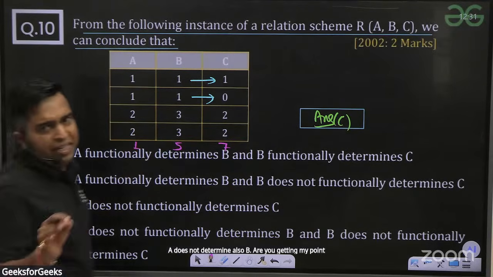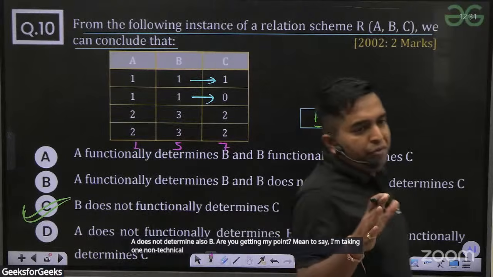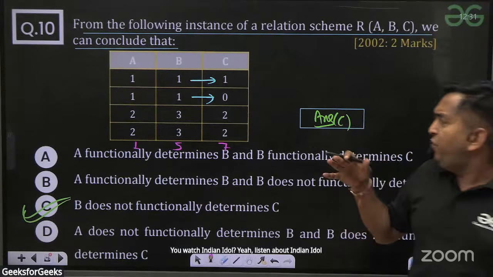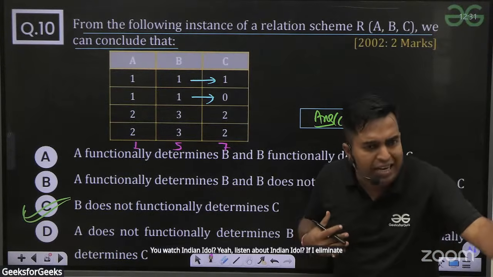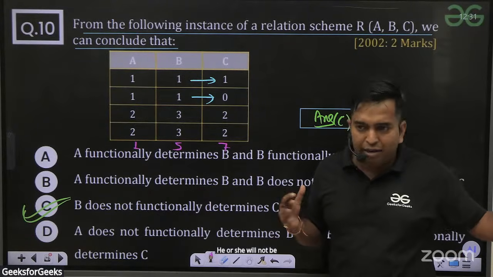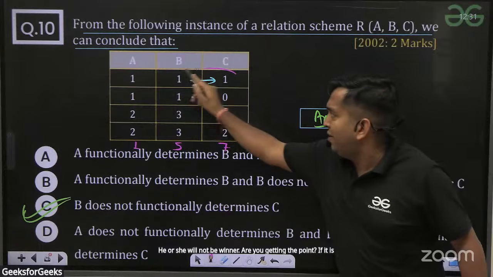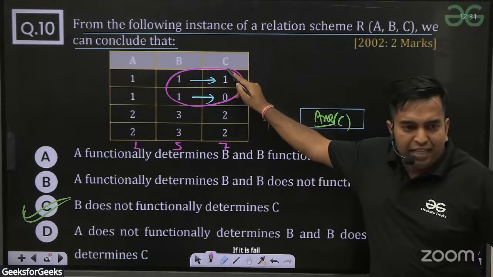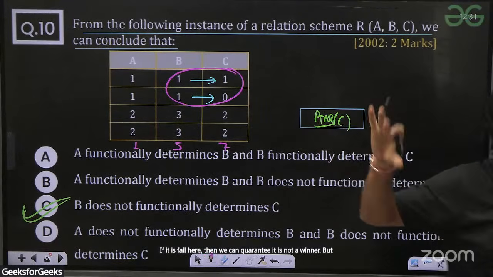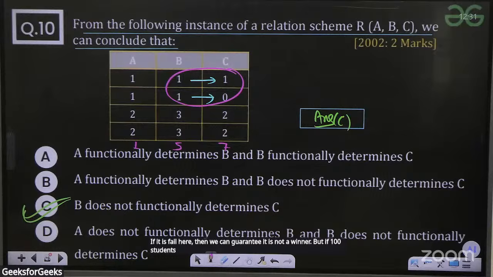I'm taking one non-technical example. If you watch Indian Idol, if anyone is eliminated in the first round, then he or she will not be the winner. If it fails here, then we can guarantee it is not a winner. But if 100 students are selected for round number 1 and then round number 2, it doesn't guarantee all 100 are winners. In the future, they might be eliminated in the second round.